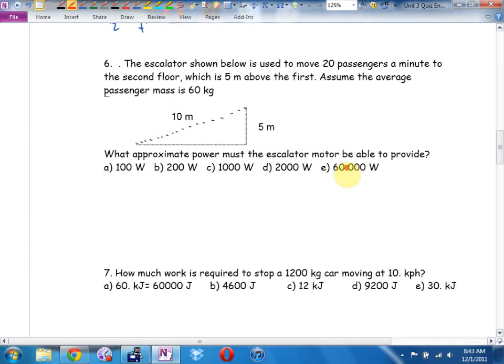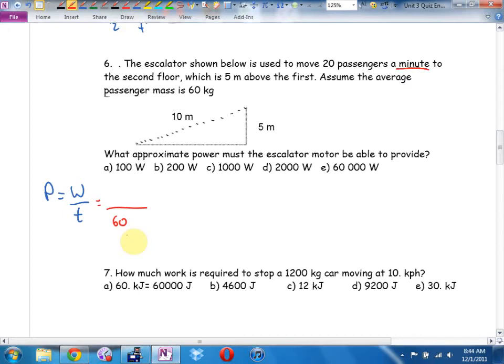All right. Number 6. Well, they want power. So I wrote down, I know that power is work over time. That must mean that there's a time in this question, and there is. I think the amount of time we're talking about is 60 seconds. That must mean there's a work. Work is what times what?